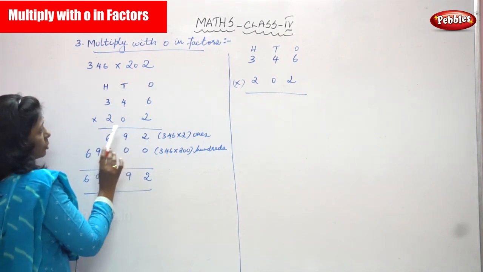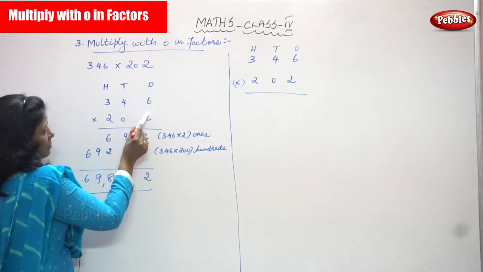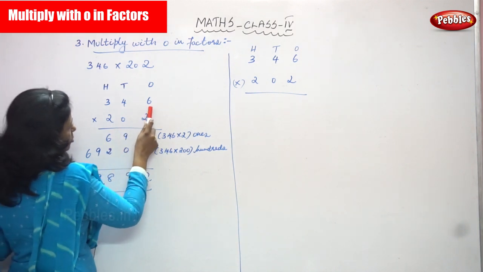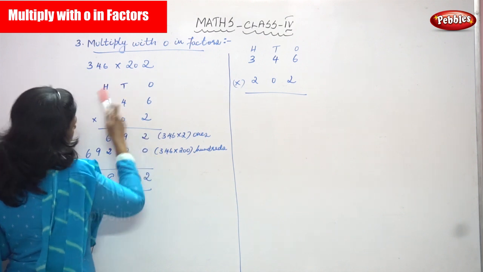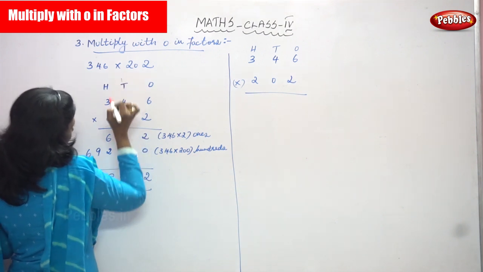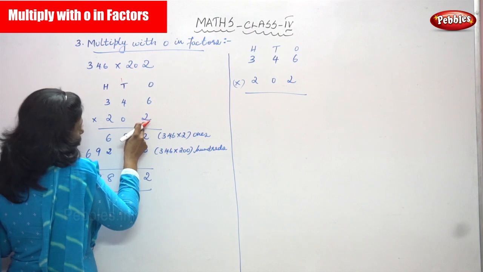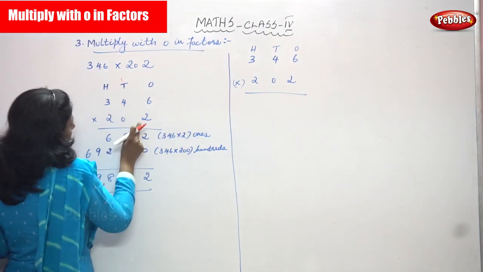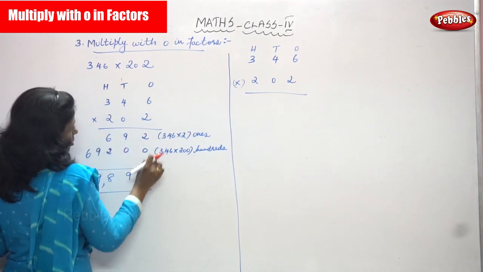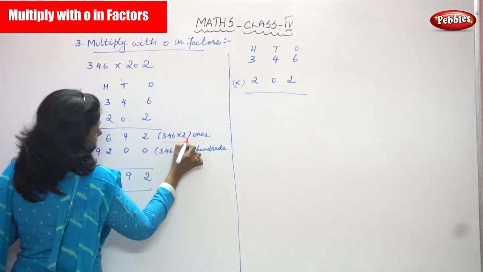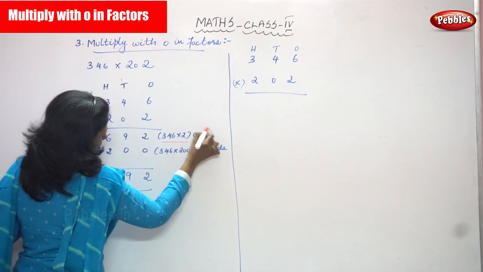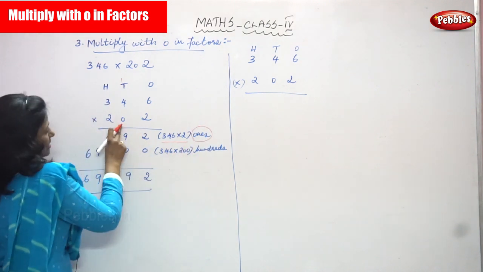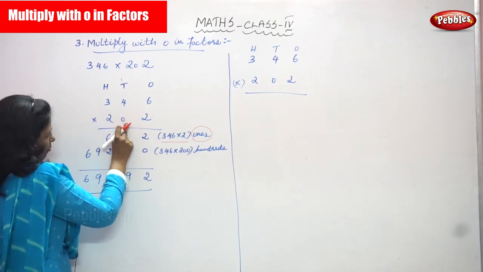So now you have to start the multiplication. First I am going to multiply by 2. So 2 into 6, 12. 2 is carried over to the tens place. Again 2 into 4, 8. 2 4s are 8, 8 plus 1, 9, I have written. Then 2 3s are 6, I have written. So that is 346 multiplied by 2, the ones place. Next is 0, the 0 in the tens place value.